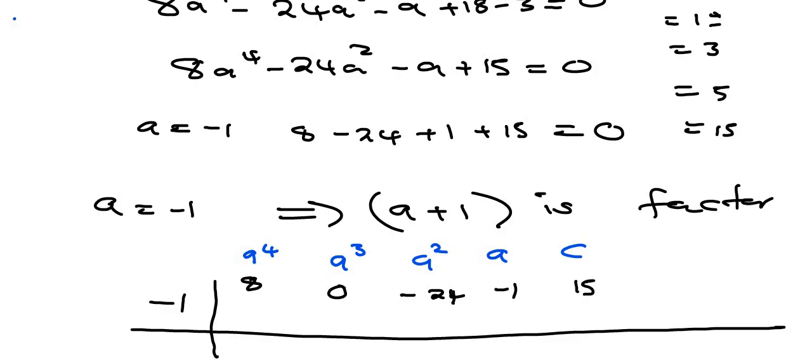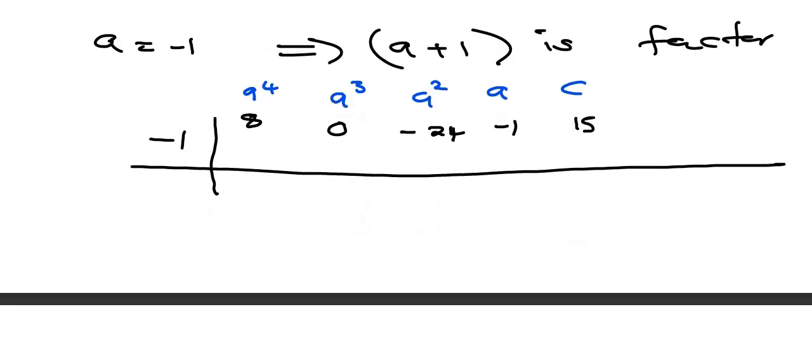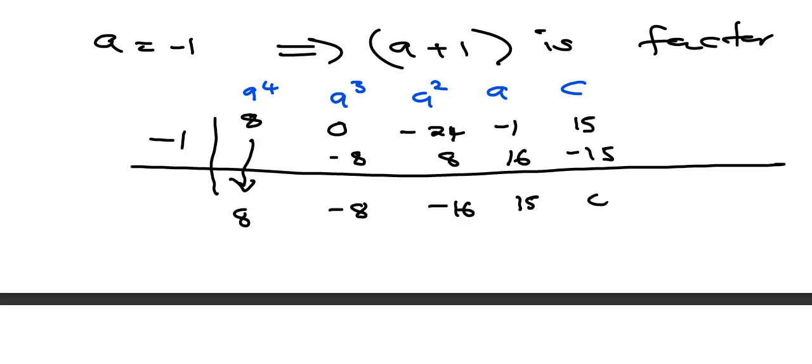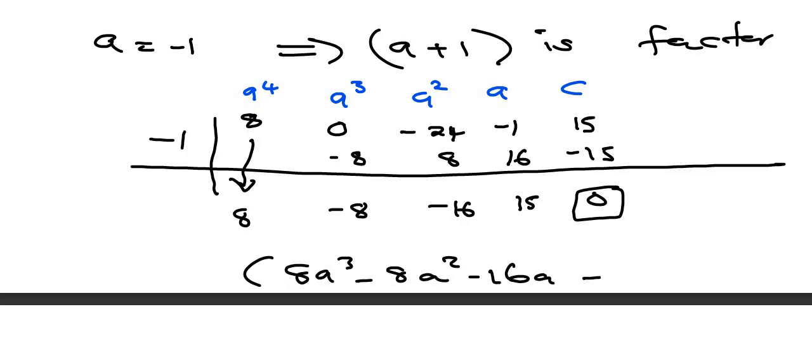Then the constant is 15. Then this will simply bring down the 8 here. Then -1 times 8 is simply -8. You add this. Then this times -1 is going to be -16. That's a 16, and that's going to be a 15, -15. This gives you a 0. So this leaves us with 8. So the 8 that we are having here will be raised to the power 3 now, then minus 8 to the power 2, minus 16a, then plus a 15 again.